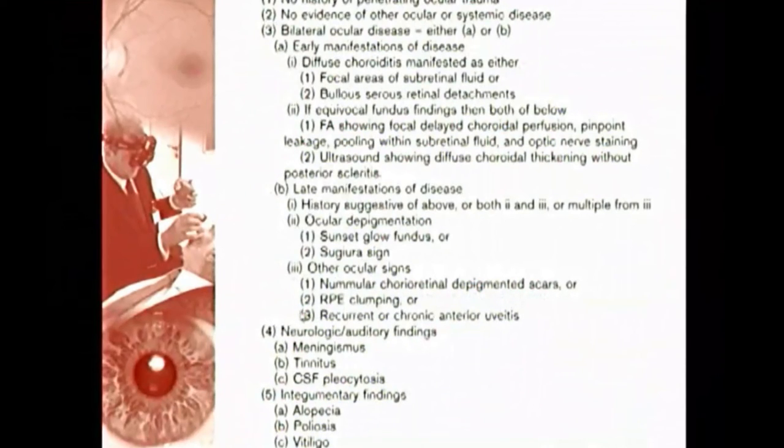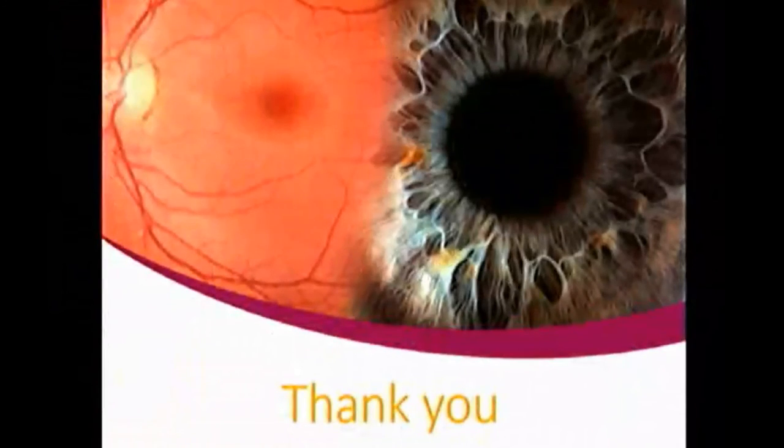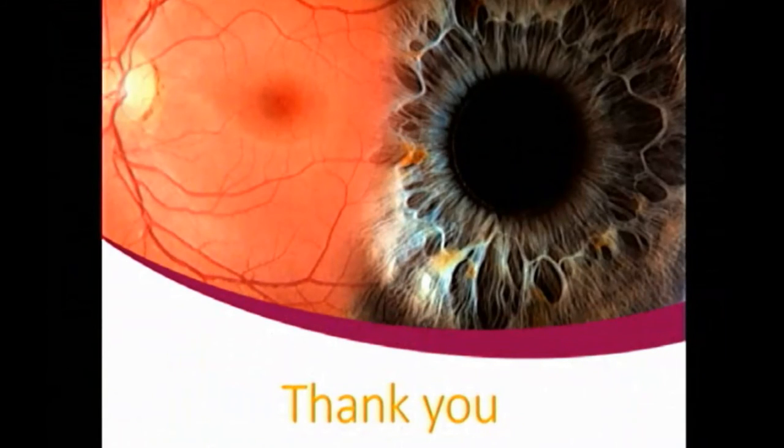This is the third criterion. The fourth criterion is the neurologic or auditory findings such as meningismus, tinnitus, CSF pleocytosis. Fifth criterion is integumentary findings such as alopecia, poliosis, or vitiligo. The same criteria. And this is the presentation, and thank you. If you have any question, thank you very much.